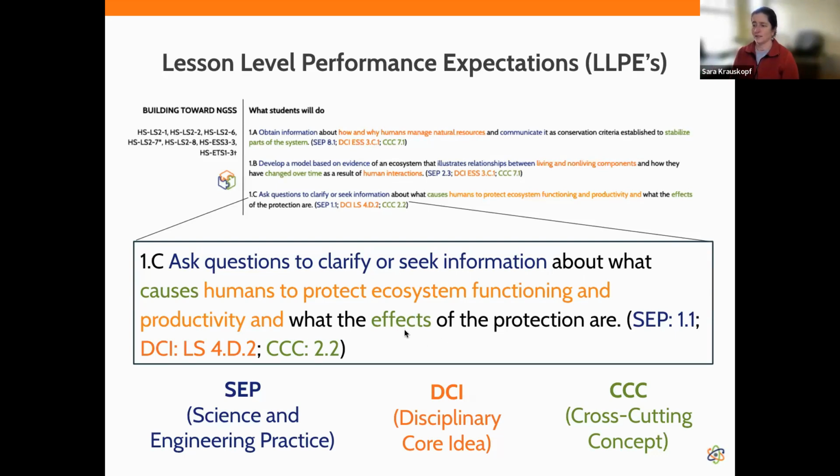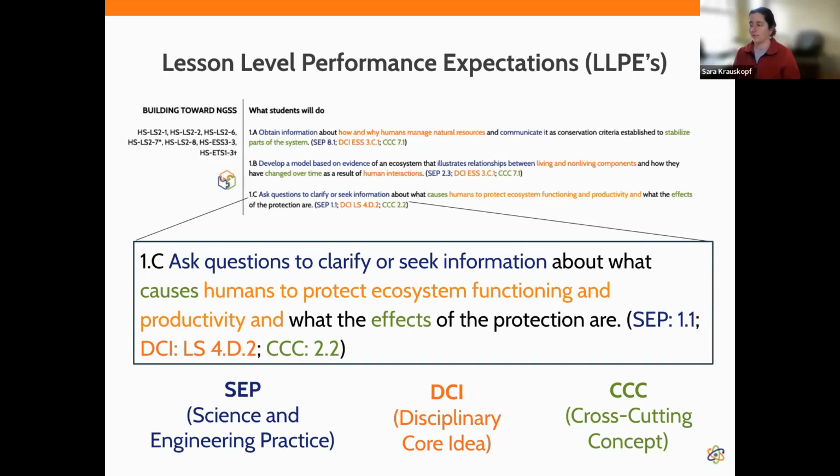It says, ask questions to clarify or seek information about what causes humans to protect ecosystem functioning and productivity, and what the effects of the protection are. You'll see which SEP, DCI, and CCC are covered in this, and it is color coded as well. The science and engineering practices are always in blue, so you know how students are doing something. In this case, we want them to ask questions.